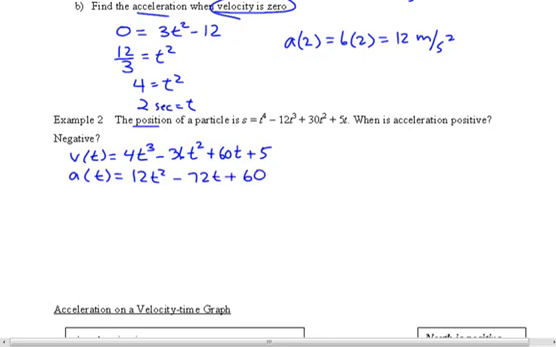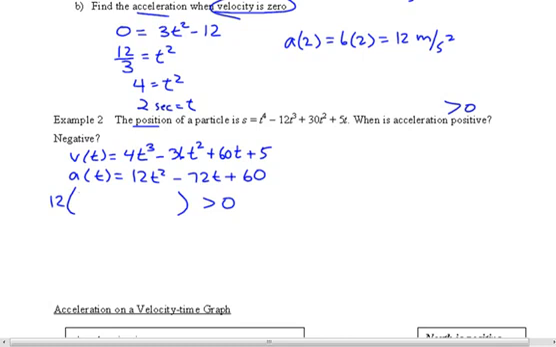We can factor 12 out. Okay, why do I want to factor this? To make it simpler. Okay, we want to know, when is our acceleration positive? What describes something as positive? Greater than 0. So we want to know when this equation is greater than 0, right? Because we want when our acceleration is positive. So we have to factor.